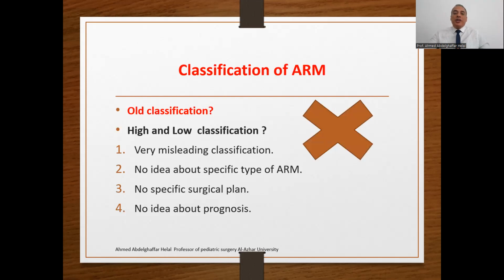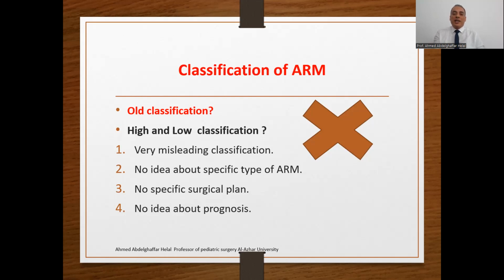The classification of anorectal malformation. Previously, there was an old classification that classified anorectal malformation as low, high, and intermediate. Actually, this classification is not used today because it is very misleading, like classifying people as tall and short.